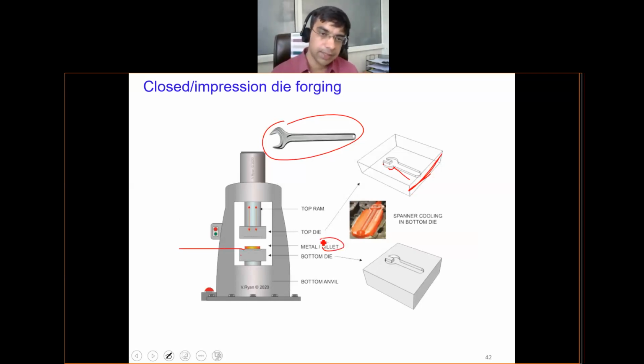And you apply the compressive force several times, meaning you are just hammering on the surface. Under the influence of that hammering, this heated billet will take the shape of this die, thereby producing this spanner. So this is the example of the closed die forging process.